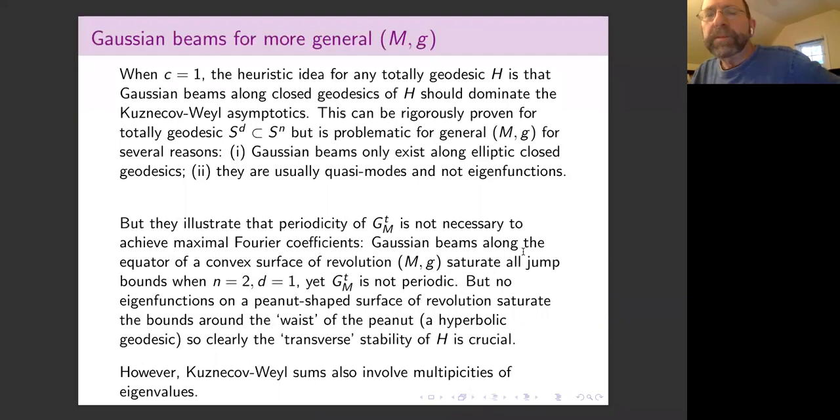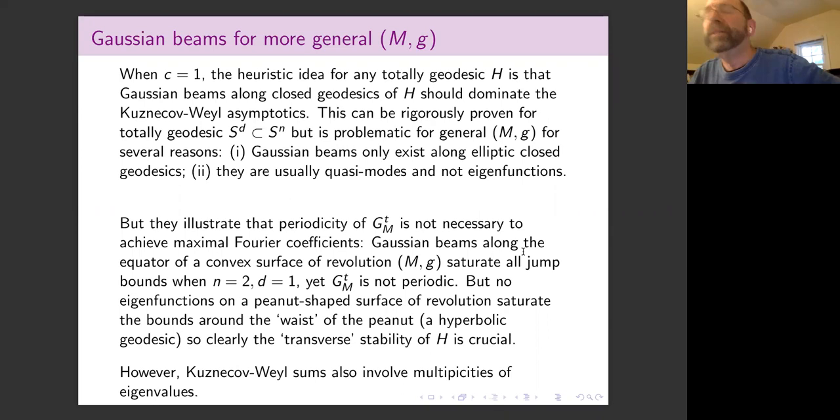So a heuristic idea should be that periodicity of the geodesic flow is not enough. In fact, there are counterexamples. You can have a convex surface of revolution in R3. Its geodesic flow is not periodic, yet it has a Gaussian beam along the equator. It saturates the remainder estimates, and you did not use the periodicity of the geodesic flow on M in that example.